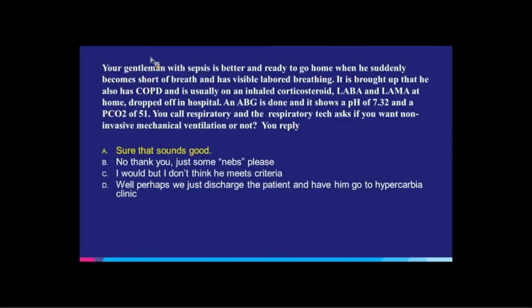So they didn't say anything. So what did I say for this? I said, sure, sounds good. He meets the criteria. pH is a little lower. CO2's up. Sounds good. Let's BiPAP.